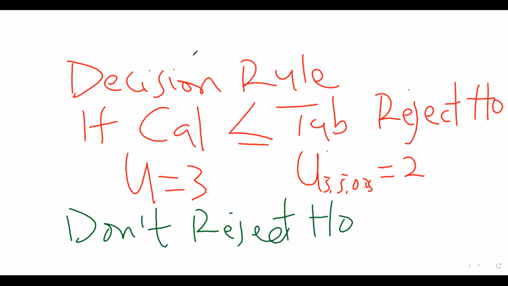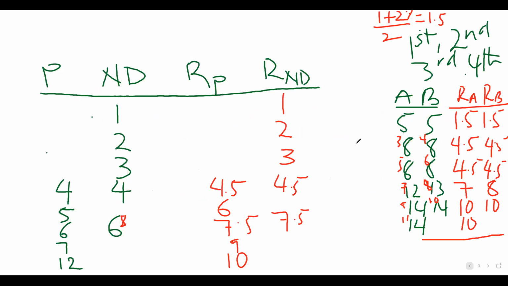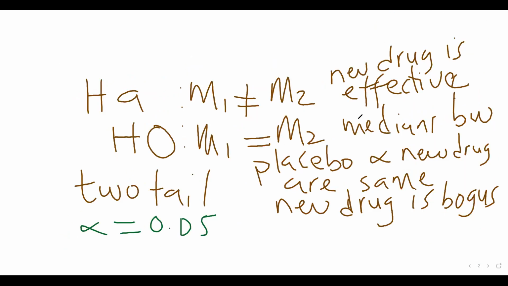That's our decision. But what is a practical conclusion now? Well, to be able to get a practical conclusion, go to your hypothesis, so that you can conclude intelligently. The null hypothesis says the medians between the placebo group and the new group are the same, and so the new drug is bogus. That is a null hypothesis. And we are saying, based on all this statistical analysis, don't reject this null hypothesis.